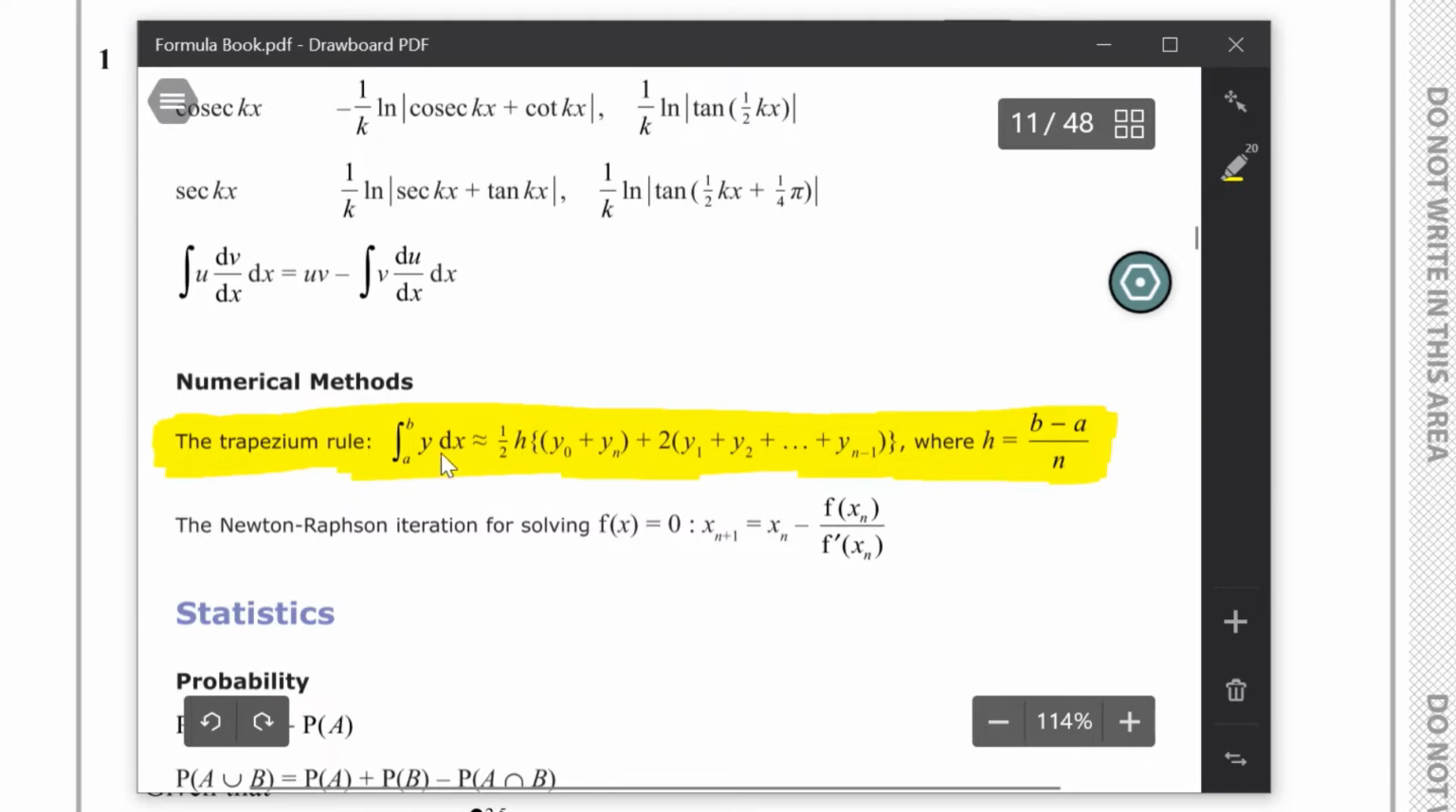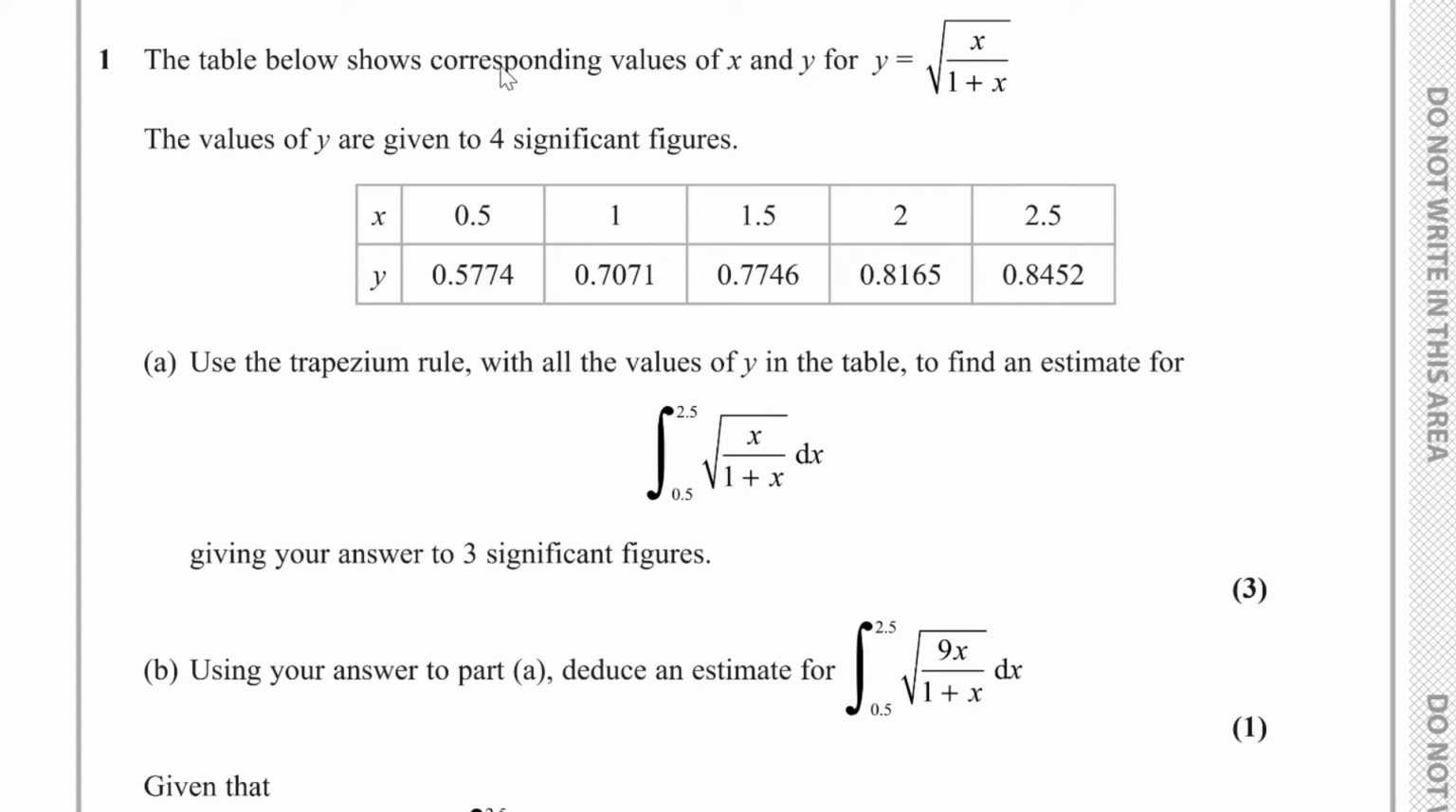The integral of y with respect to x in between a and b is approximately 1/2 h multiplied by our first y value plus our last y value plus 2 lots of the y values in between, where h is equal to b minus a over n. Our first step would be to label our y values. We have y0, y1, y2, y3 and y4.